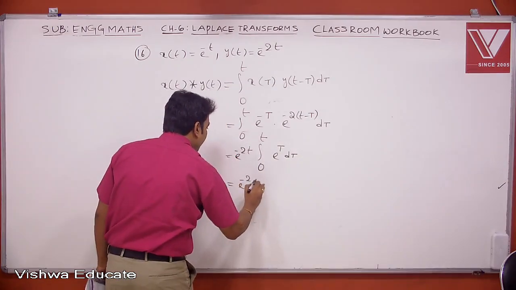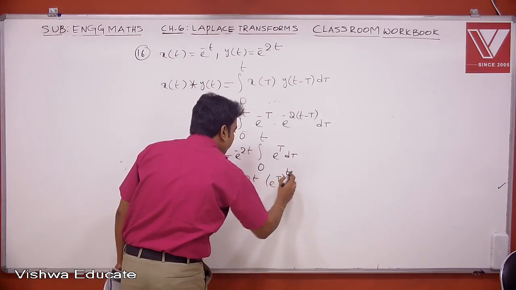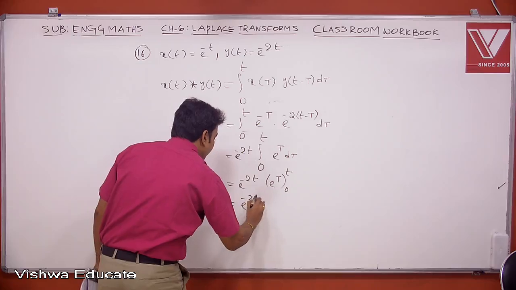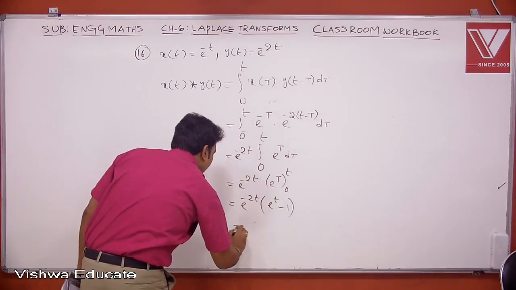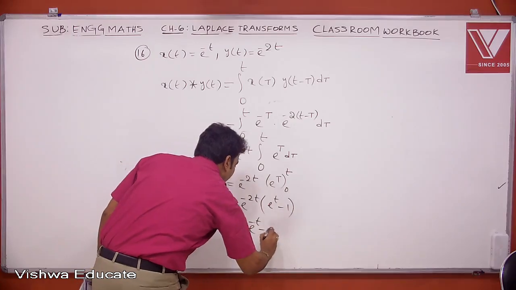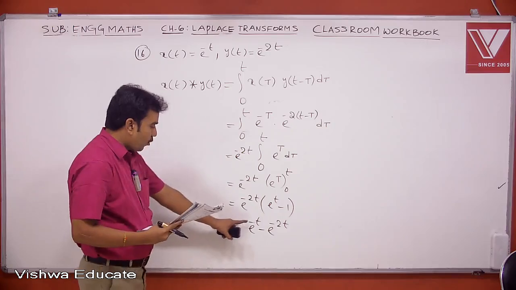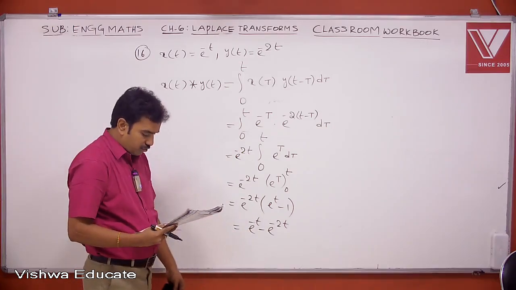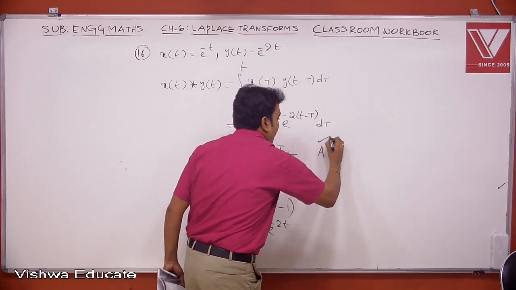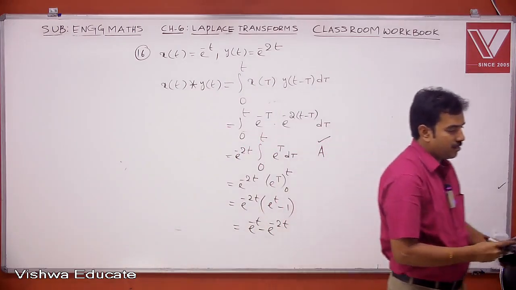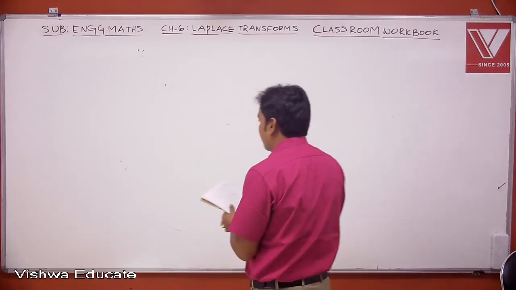So therefore this is e power minus 2t into e power T, limits are from 0 to t. So this is e power minus 2t into e power t minus 1. So therefore this is e power minus t minus e power minus 2t. So it is option number A. Now we discuss question number 17.